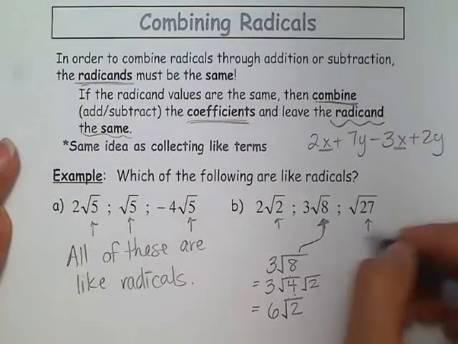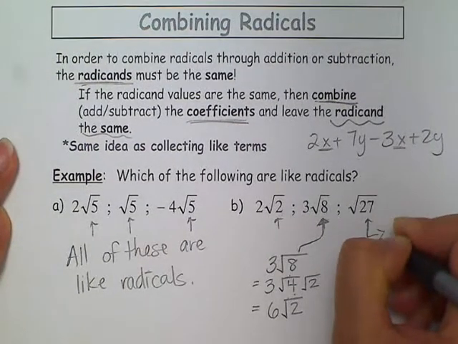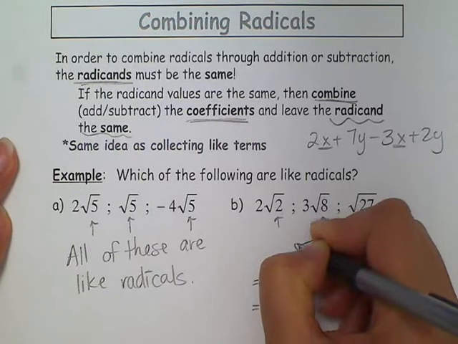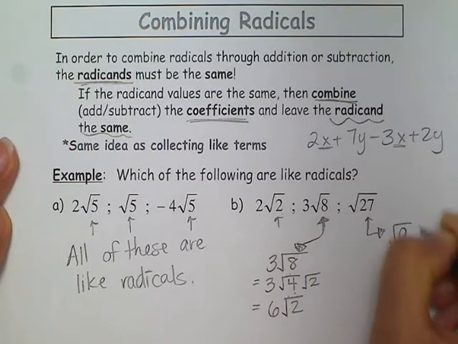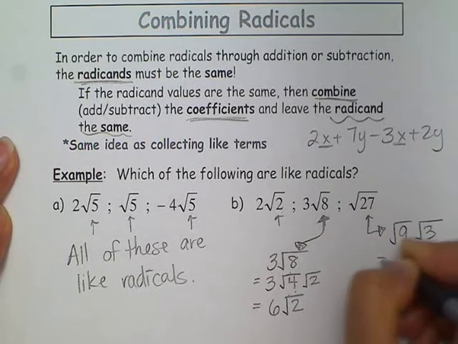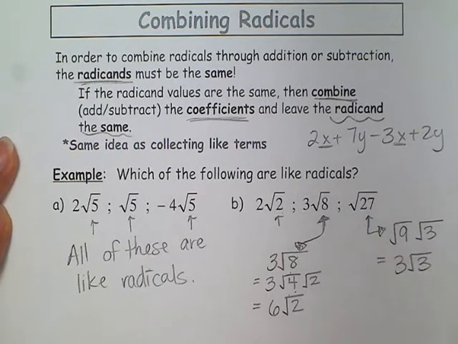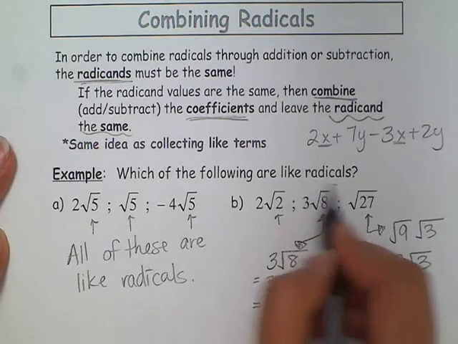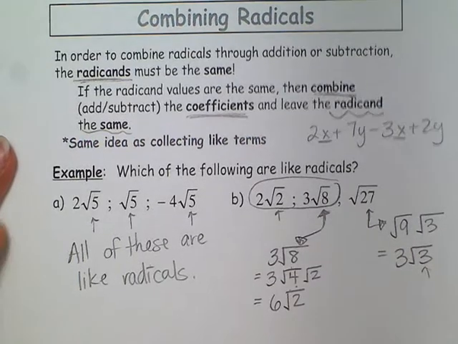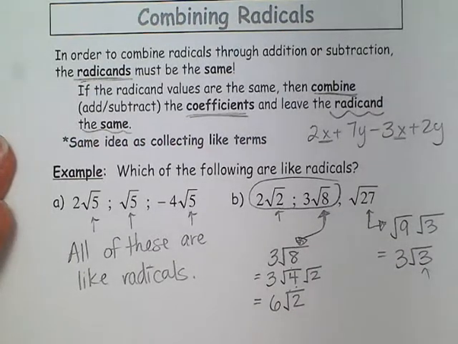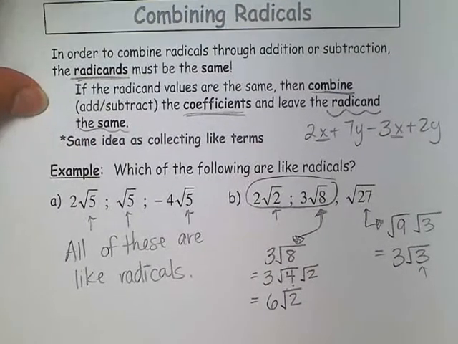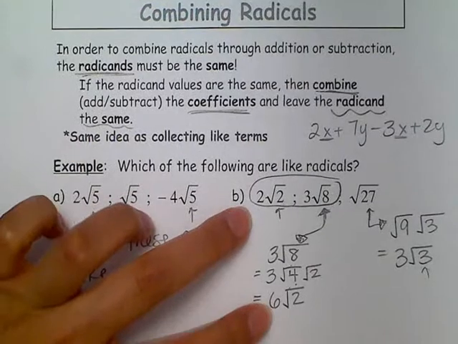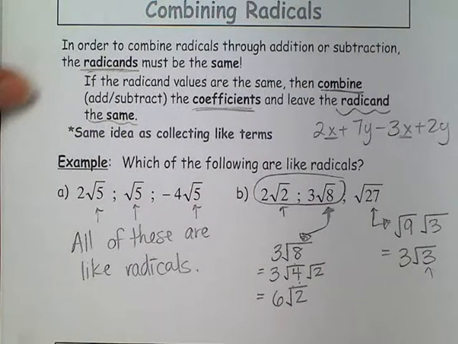Let's take a look at the last one. So I know I can break this up into the square root of 9 times the square root of 3. And so this will give me 3 times the square root of 3. And now if you notice here, the radicand here is actually different. So the only ones that are like radicals are the first 2. Okay, so the first 2 are actually like radicals. Once you write them in simplified form, you can see that they are very clearly like radicals. Okay, the radicands are the same.